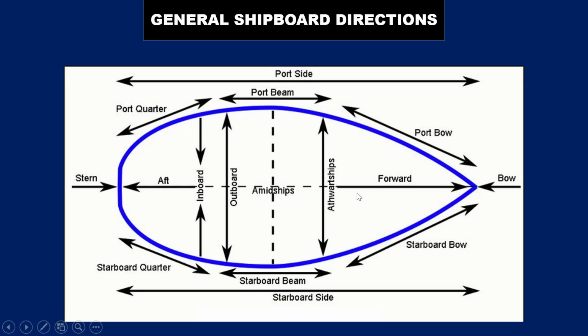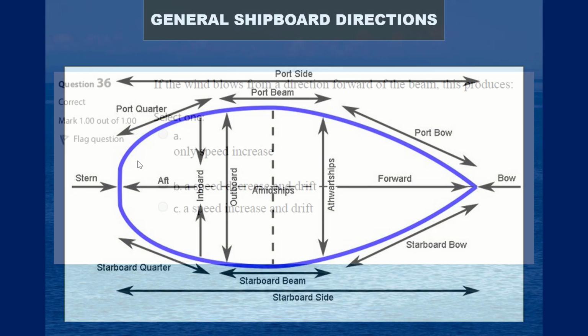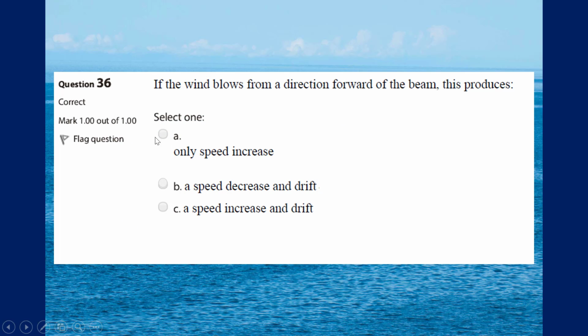So this is what you need to do. Know these shipboard directions: port bow, starboard bow, port quarter, stern, starboard quarter, starboard beam, port beam, amidship, starboard side, and port side. So if you know this now, you'll be able to answer these questions correctly. Let's try the first question we read.